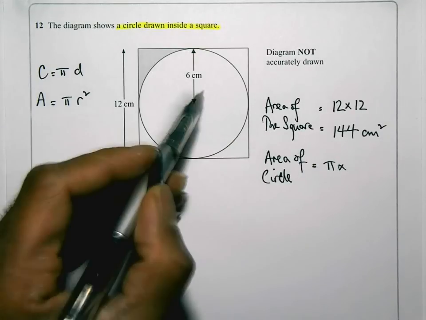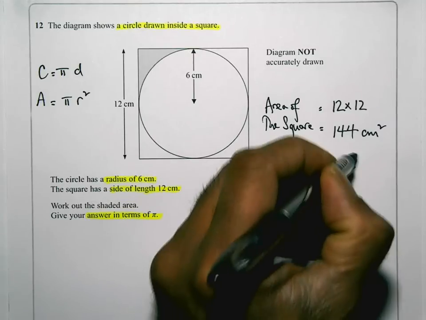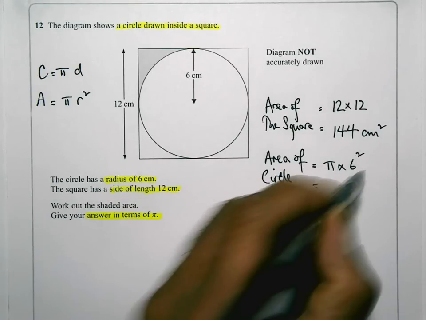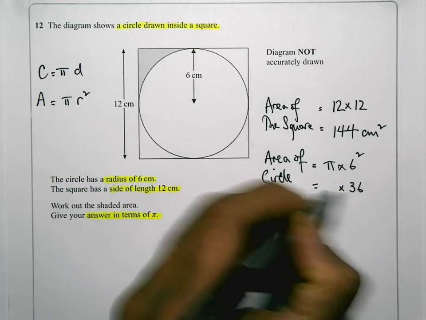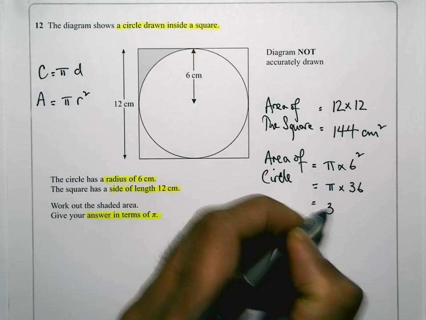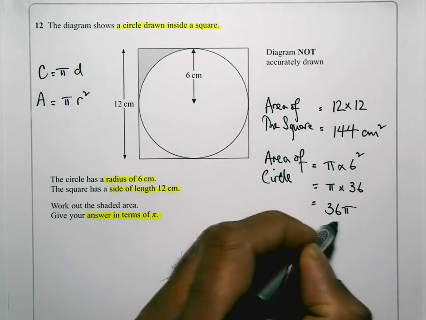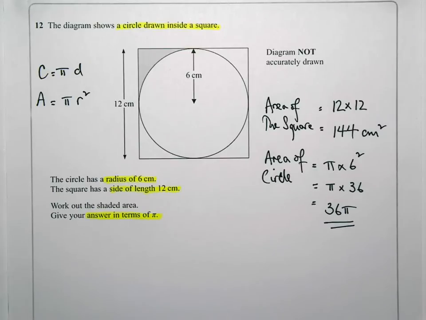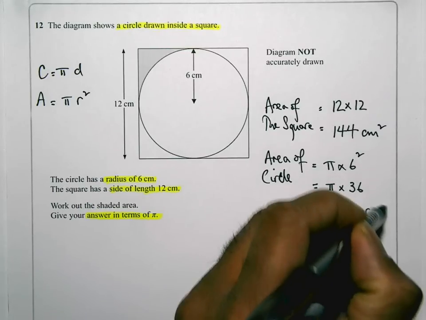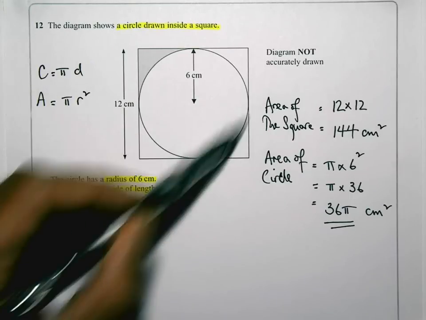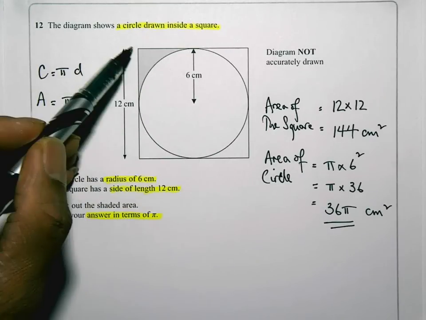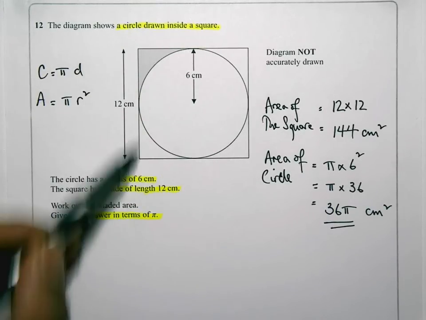Now the radius is 6, so that's going to be 6 squared. 6 squared is 36. 36 times pi. I'm going to write it like in algebra with the number at the front, 36 pi centimeters squared. Okay, so I know the area of the circle is 36 pi. I know the area of the whole square is 144.